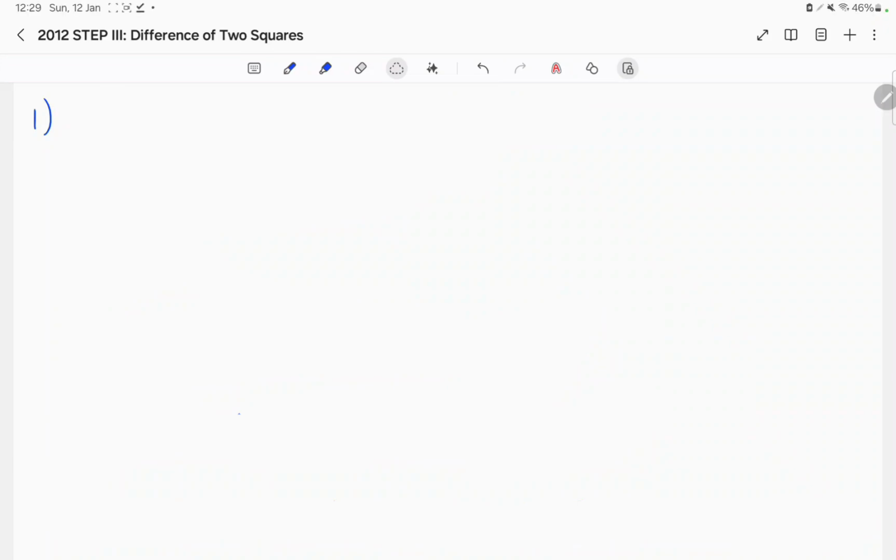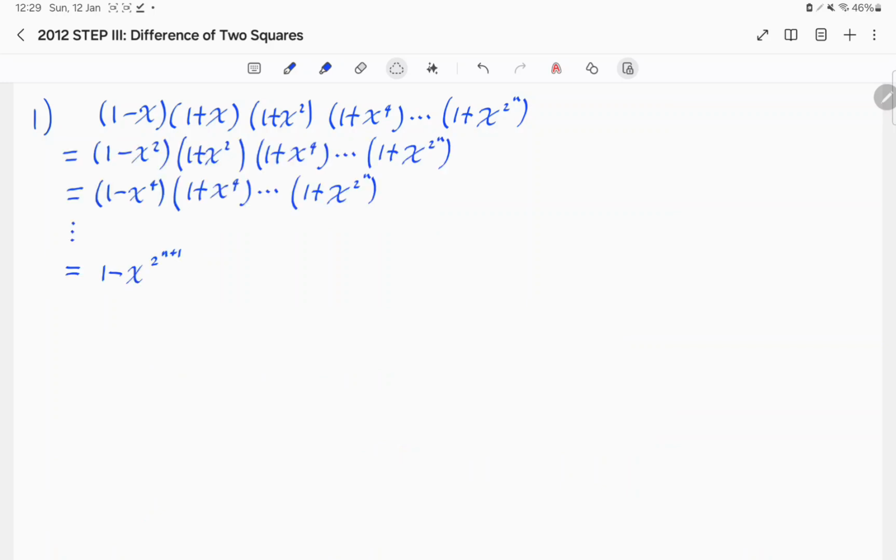So, let's get started with part 1. Firstly, we'll write out the original equation, and then we'll use difference of two squares repeatedly to obtain the first simplification, that is, 1 minus x to the 2 to the n plus 1.